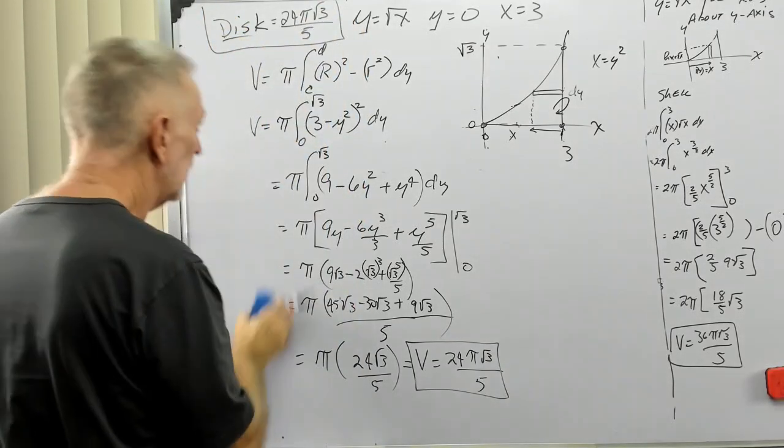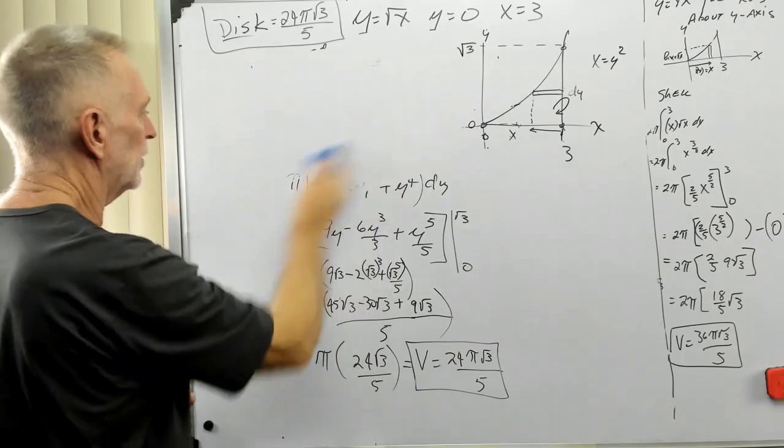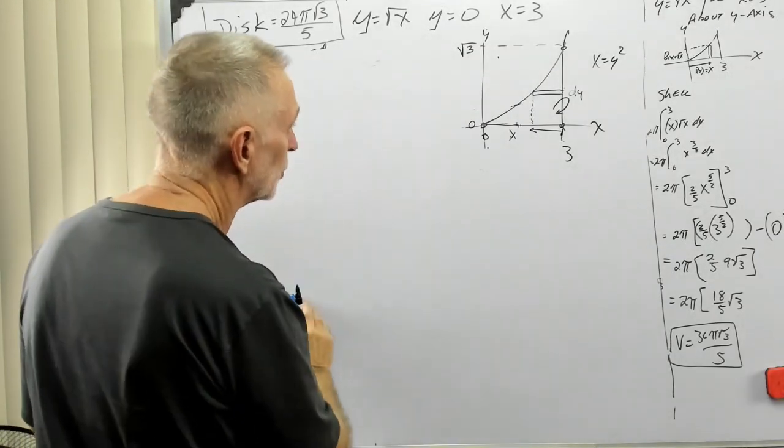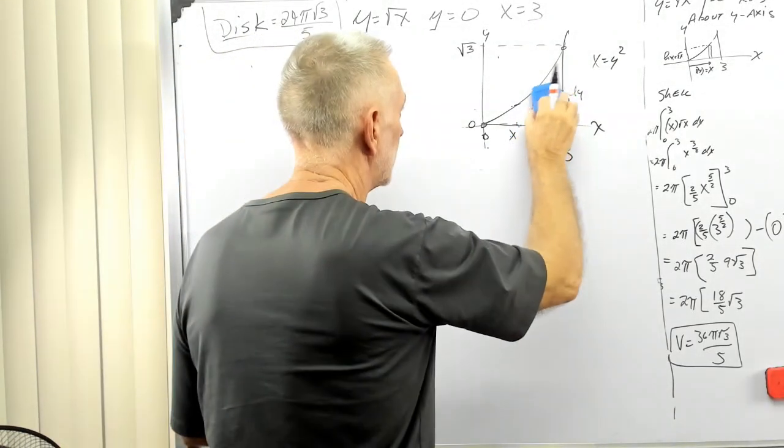All right, now let's use the shell method on this same function, rotating it around x equals 3. Let me clean this up.